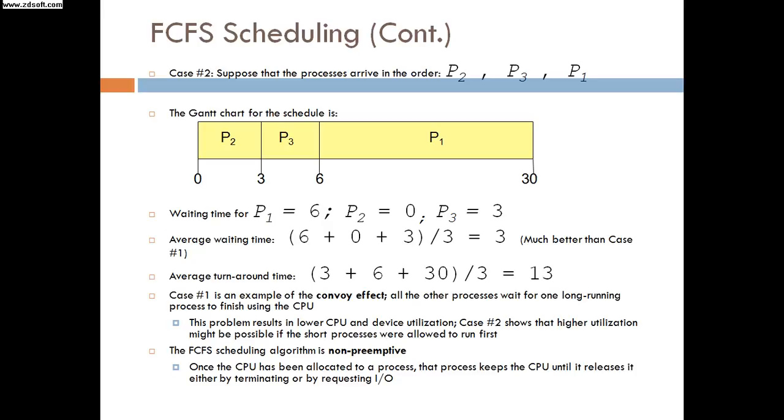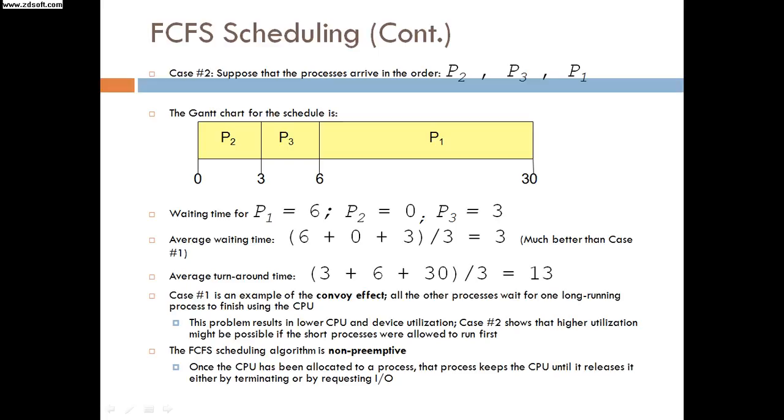The arrival order of the processes will have a major impact in FCFS scheduling. It produces a convoy effect. The convoy effect is nothing but all the other processes waiting for a long-running process to finish using the CPU. This is the example we have taken in case 1.